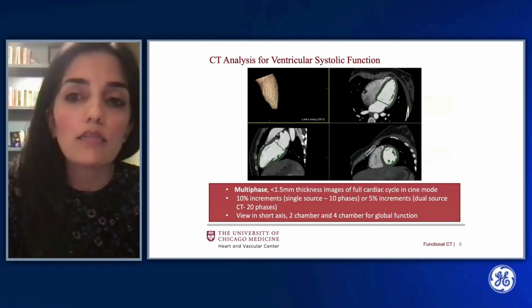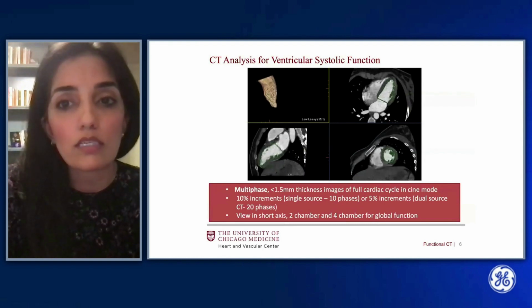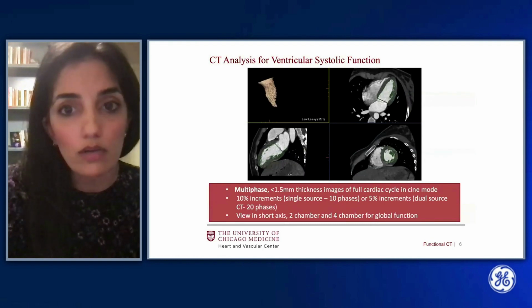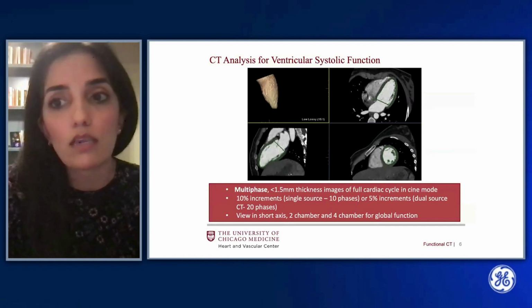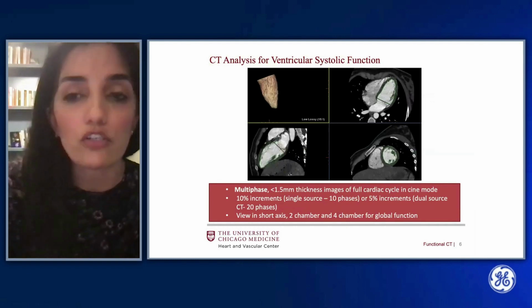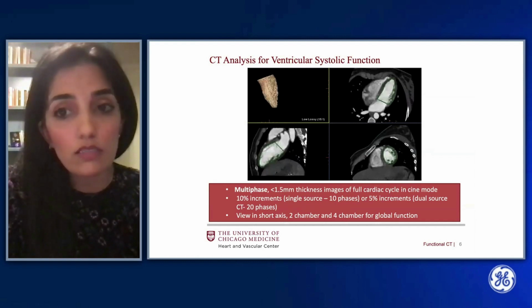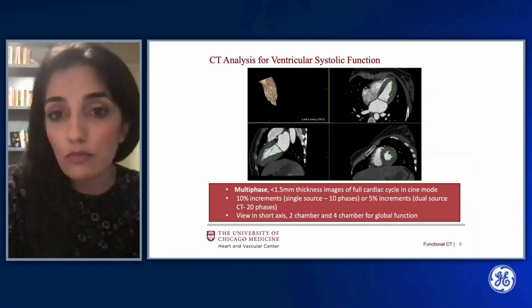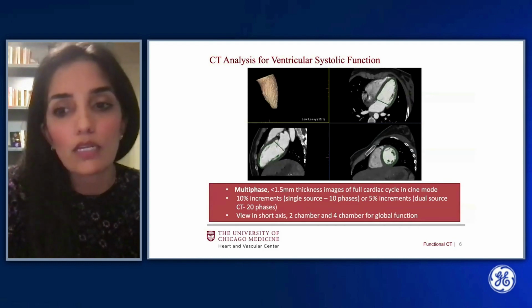For functional analysis, a multi-phase reformatted dataset of maximally 1.5 millimeter thickness images without overlap should be reconstructed at either 10% increments or 10 phases for single source CT scanners, or 5% increments or 20 phases for dual source CT scanners, through the cardiac cycle from the onset of the R wave for assessment of global LV function in a cine mode as shown here. Images should be viewed in 2D cine loops with manipulation of planes up to the operator, but ideally starting using the short axis, 2-chamber and 4-chamber planes as shown here.